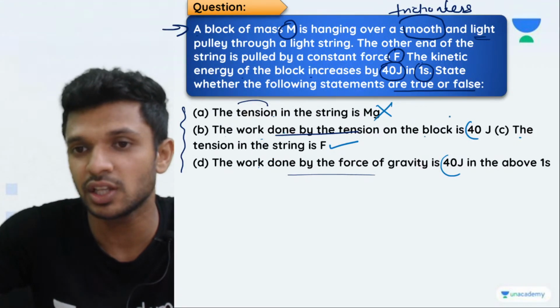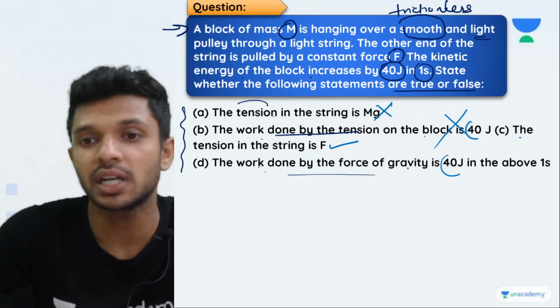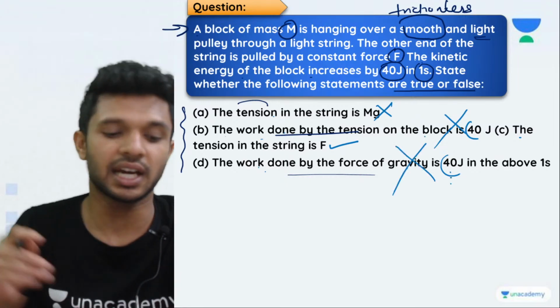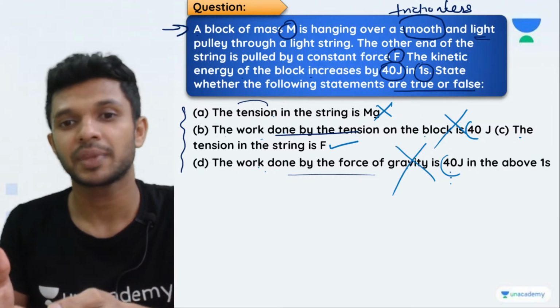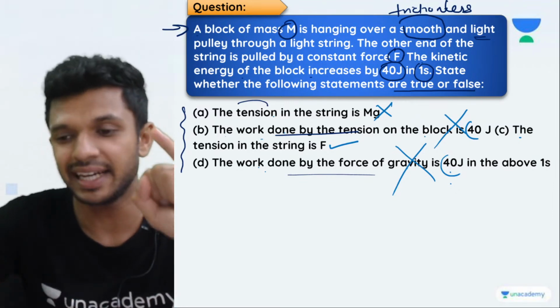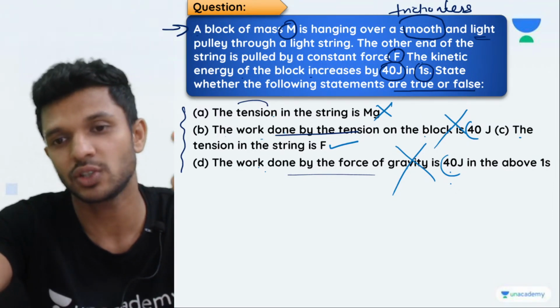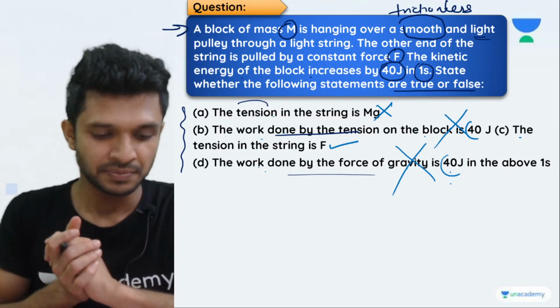Work done by the tension on the block is 40, it is wrong. Work done by the force of gravity is 40, that is also wrong. So what is correct? The sum of the work done by tension and gravity is actually 40, that is correct.